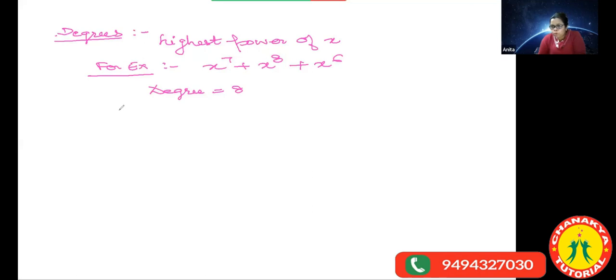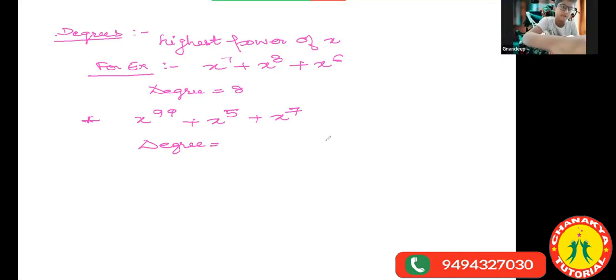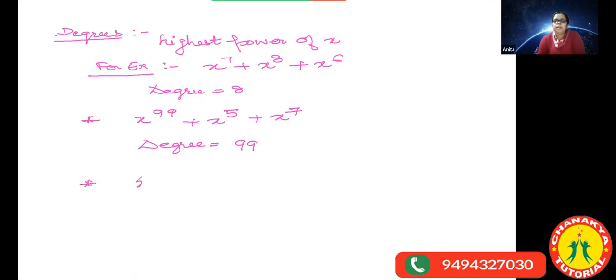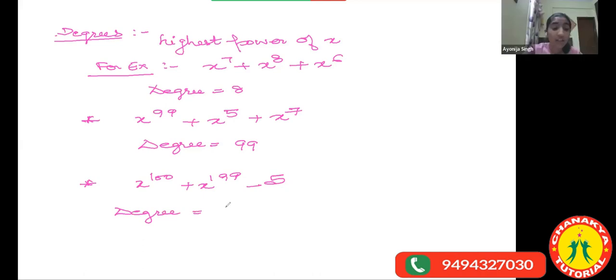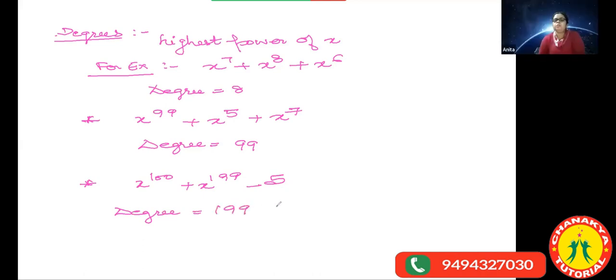Now Ganandeep will answer: suppose I am writing here x to the power 99 plus x to the power 5 plus x to the power 7. So what will be the degree of this polynomial, Ganandeep? 99. Very good. And Ionija, x to the power 100 plus x to the power 199 minus 5. So what will be the degree of this polynomial? Tell me, Ionija. 199. Yes, very good. Now, children, I guess this topic, degree, is clear to you all.